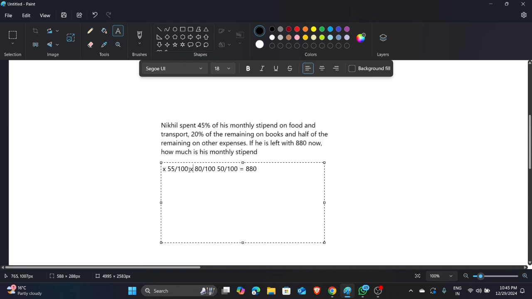So all numbers are in fraction. So the total income we consider as A. So this is all in multiplication. Now we just have to solve this equation and we get the answer. How much is the monthly stipend? So we try to solve it. So A here, and if you divide by 5, so 1 by 20, and X by 20, so 4 by 5, X, and here the 1 by 2. So the answer you get, I am just explaining everything.